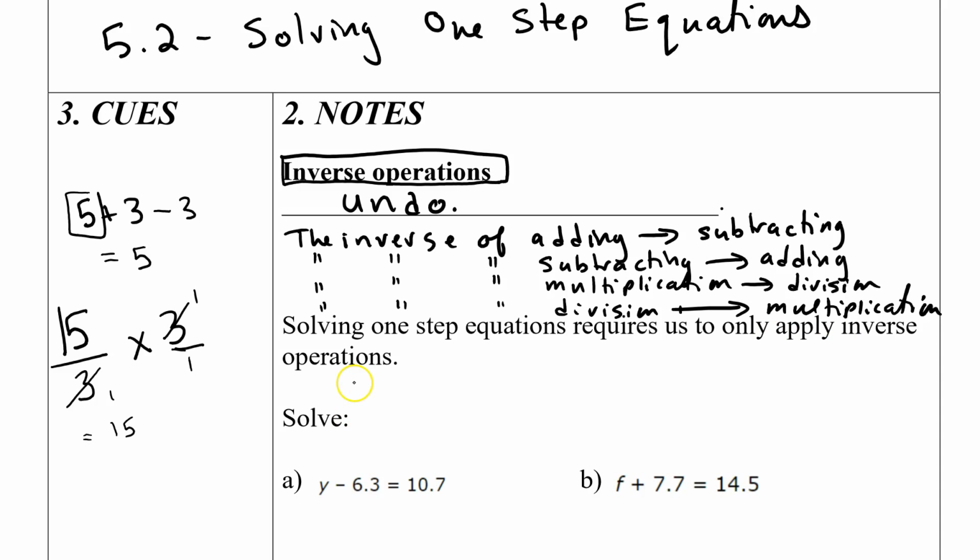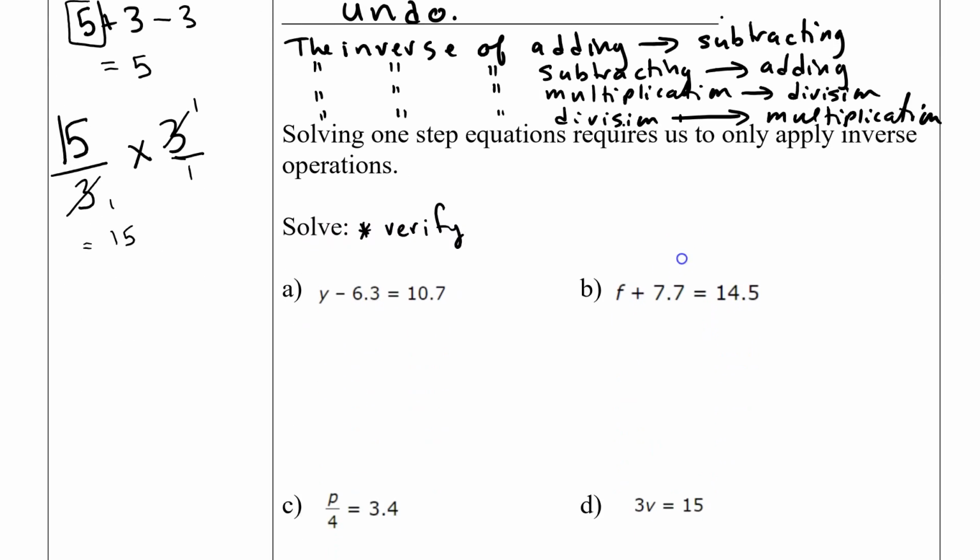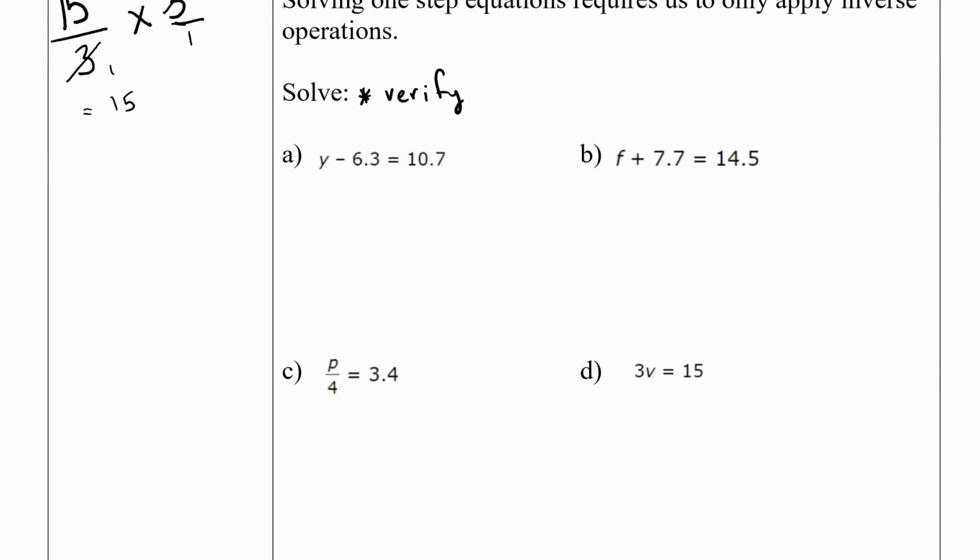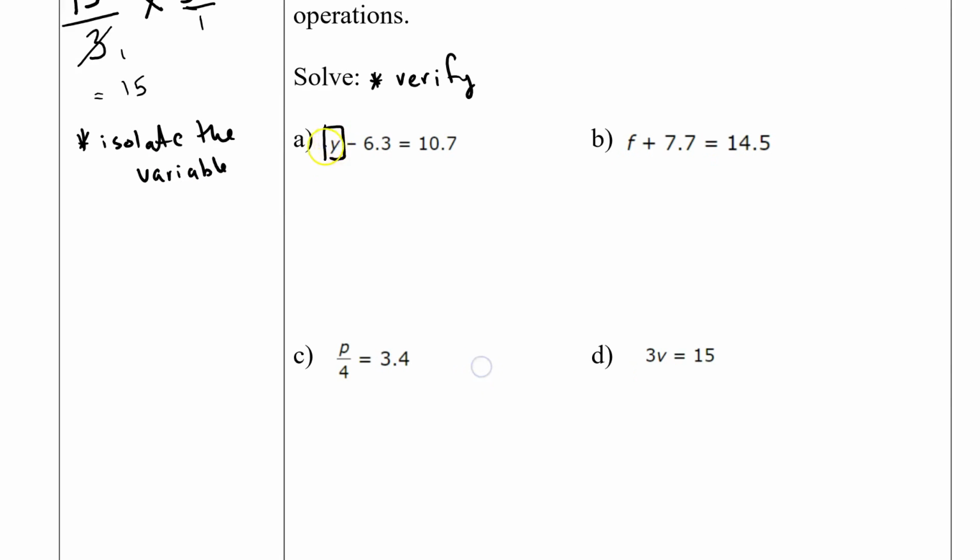So I want to add one more thing to one more instruction. We want to verify. So we want to solve and verify, and I'll show you a technique to do that. So the name of the game is always to isolate the variable. So the variable in this equation, this first one, y minus 6.3 equals 10.7. The y is the letter, so we want to isolate it.